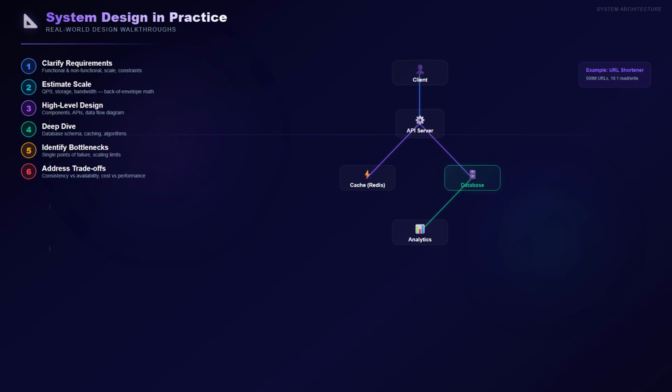Step 6. Address trade-offs explicitly. Every design decision has pros and cons. Strong consistency slows down writes. Caching introduces stale data. A great architect communicates these trade-offs clearly.